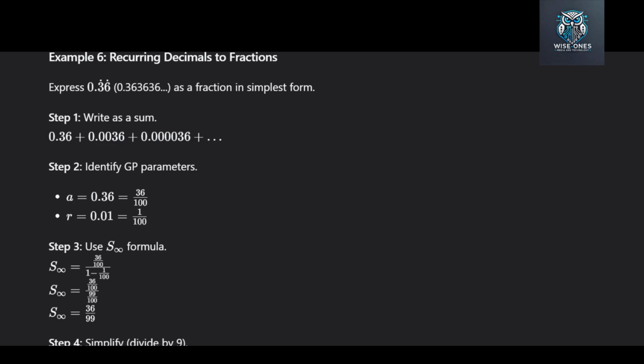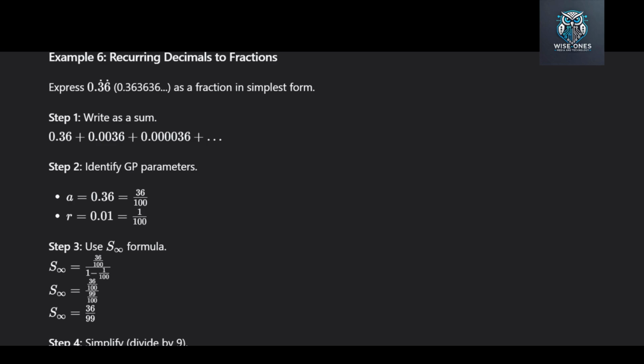Step 1, write as a sum. 0.36 recurring is equal to 0.36 plus 0.0036 plus 0.00036 and so on. Step 2, identify GP parameters. The first term, a, is 0.36. This is 36 over 100. The ratio r is 0.01. This is 1 over 100. Each term is getting smaller, so r is less than 1.